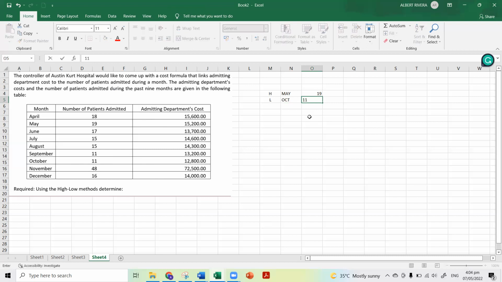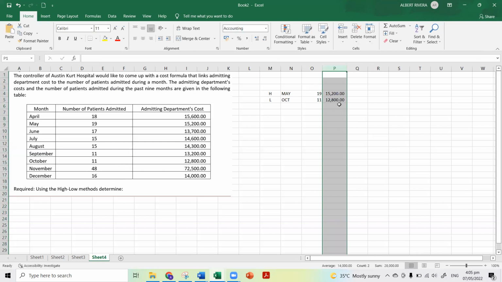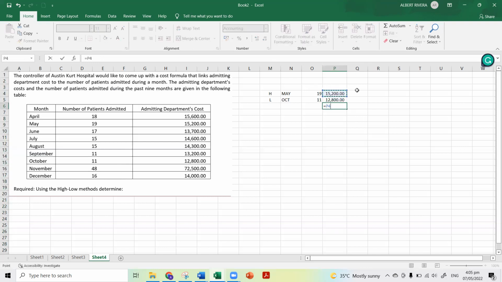This is 11. So here, the highest is 15,200. And 11 is 12,800. Okay? So this is 15,200 minus 12,800. And this is 19 minus 11. Chat box, please. What is now the variable cost per unit? Okay. So the variable cost per unit here is 2,400 divided by 8. Next, what is now the fixed cost? What is now the fixed cost?